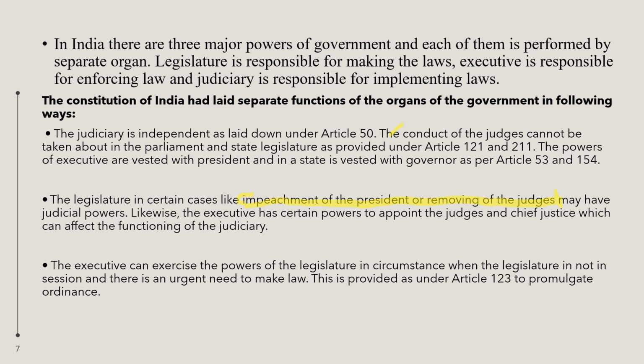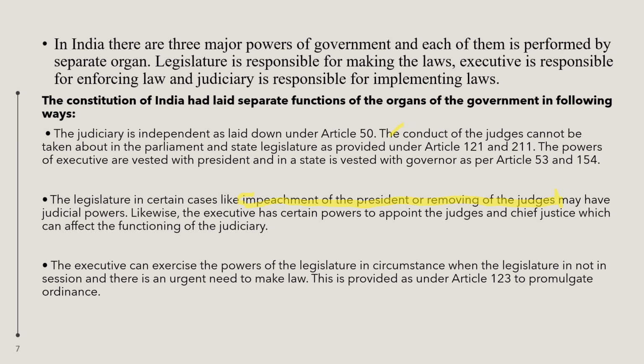Now, removing the judges may have judicial powers. The legislature has these powers, which is impeachment and removing of judges. Likewise, the executive has certain powers to appoint judges and the chief justice, which can affect the functioning of the judiciary. Now, all these three have the powers of checks and balances. This is how this separation of power affects and benefits all three governmental organs.